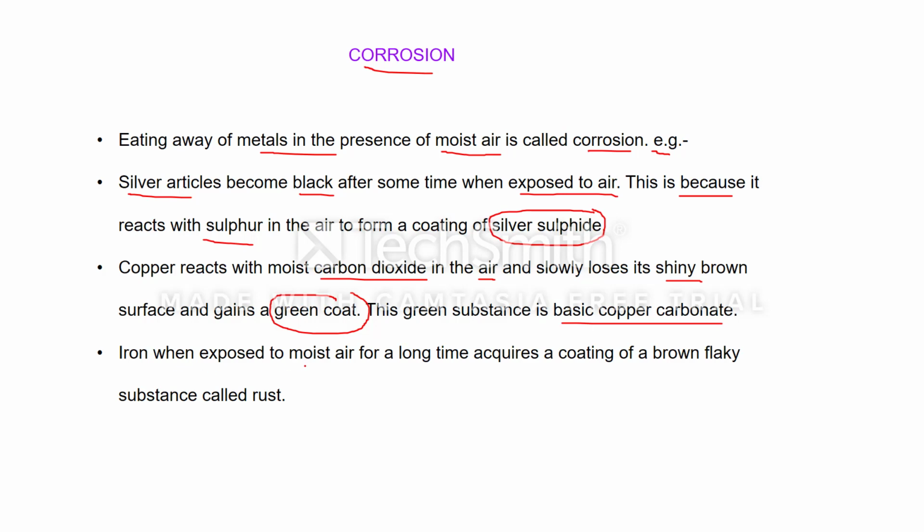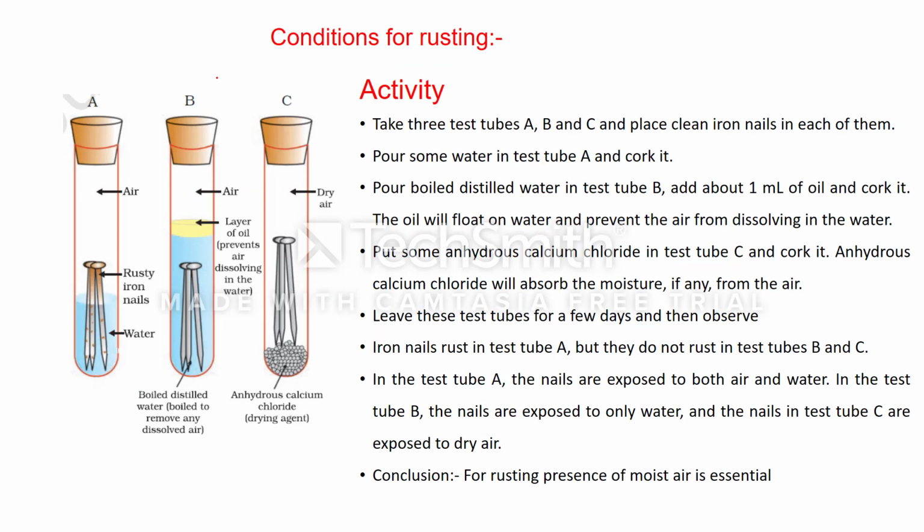Iron, when exposed to moist air for a long time, acquires a coating of a brown flaky substance called rust. Very common examples of corrosion. Clear? Now, what are the conditions for rusting? With the help of one activity, we will try to explain.